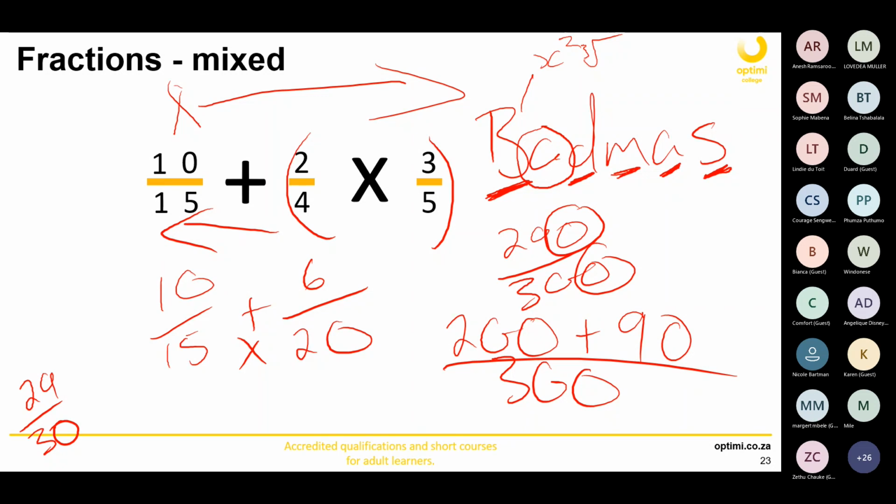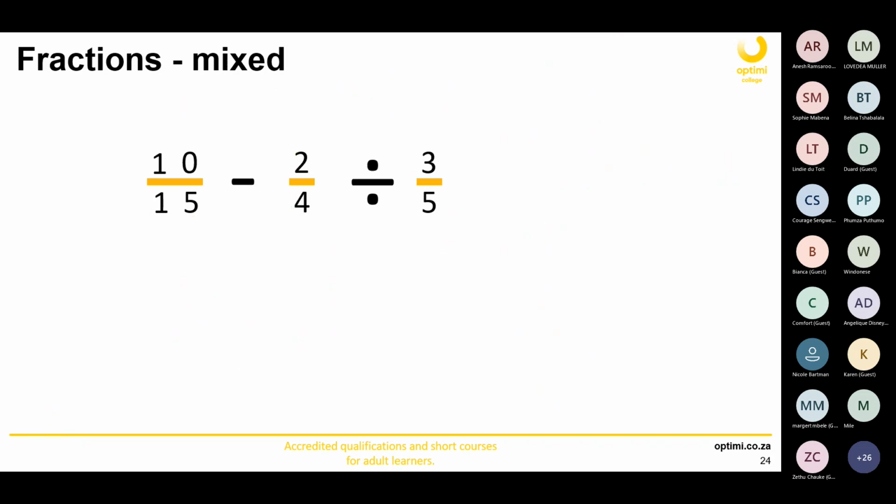Guys, please do not forget about BODMAS. BODMAS always, always, always counts. So that is of crucial importance. You need to know and understand BODMAS. One of the building stones of mathematics or numeracy, what we are busy with at the moment, is BODMAS. Okay.